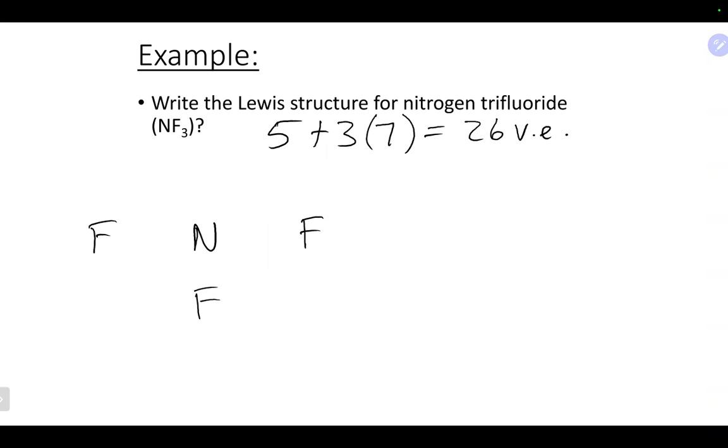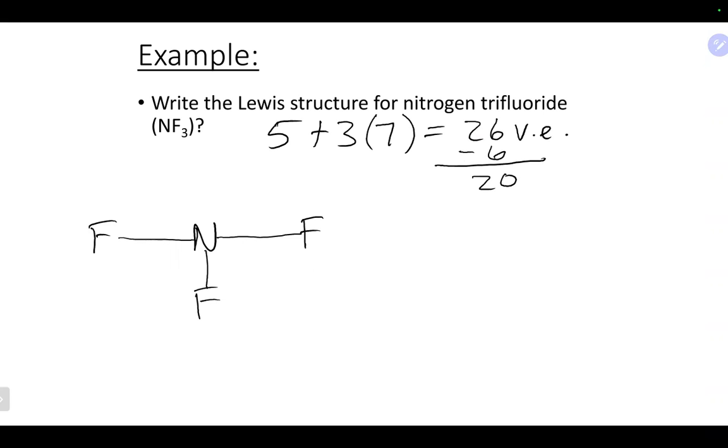All right, I'm going to do one single bond. I'm going to use lines to each of them. 1, 2, and 3. Each of those lines represents 2 electrons. That's 2, 4, 6. That is minus 6 here. That means I still have 20 electrons that I need to put on my picture.